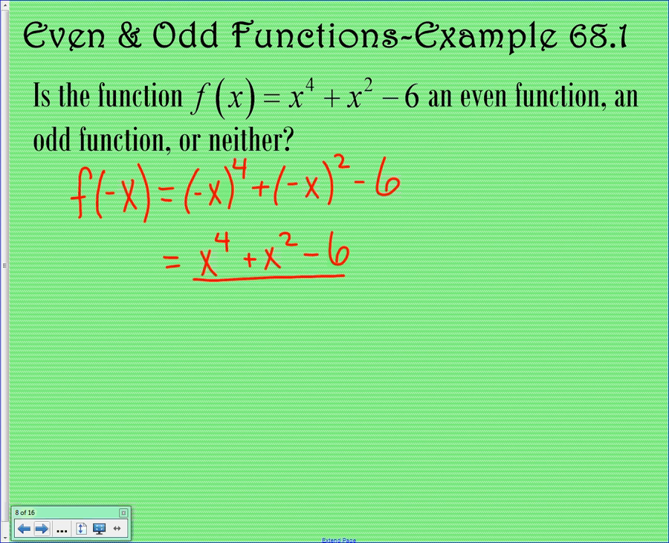This looks identical to this function, so therefore we have what kind of function? Even, odd, or neither? Yes, you're correct. We have an even function. Even would be our answer here.